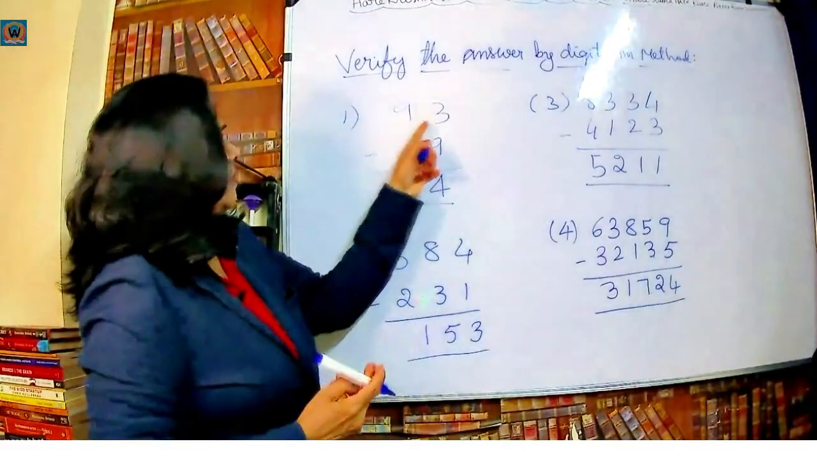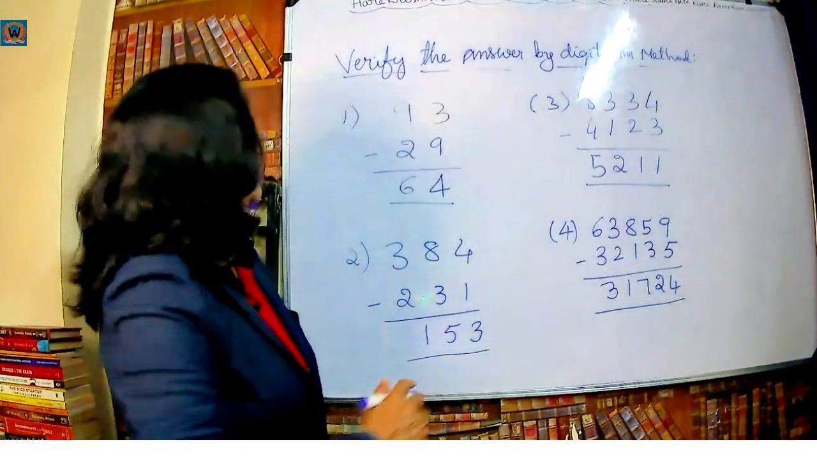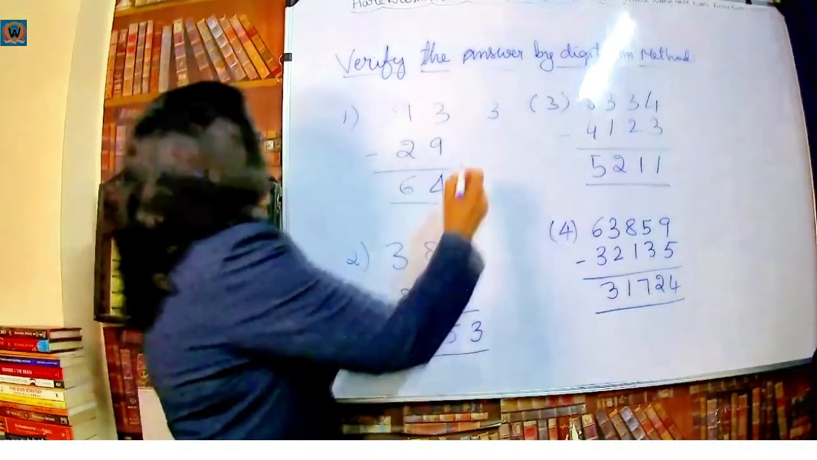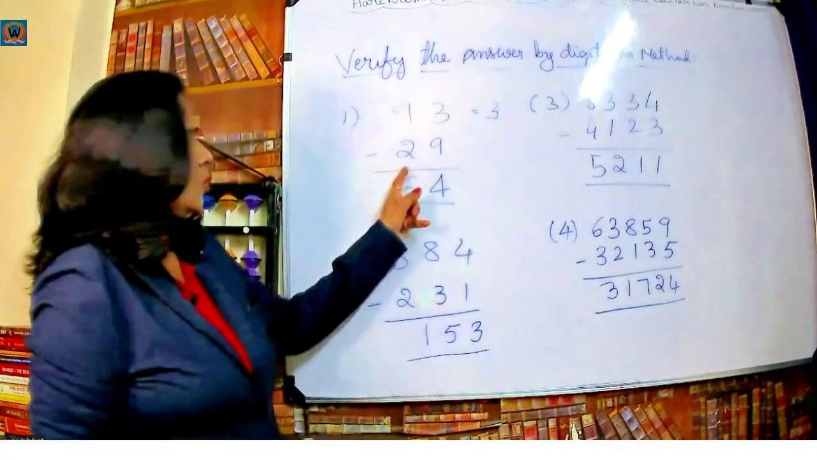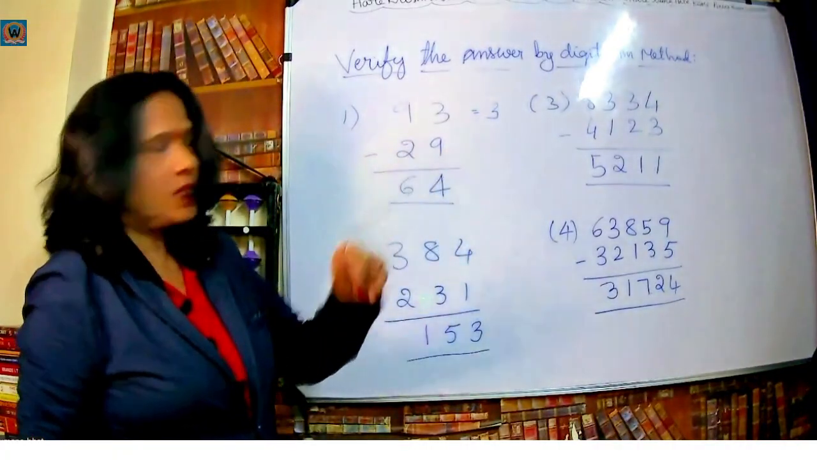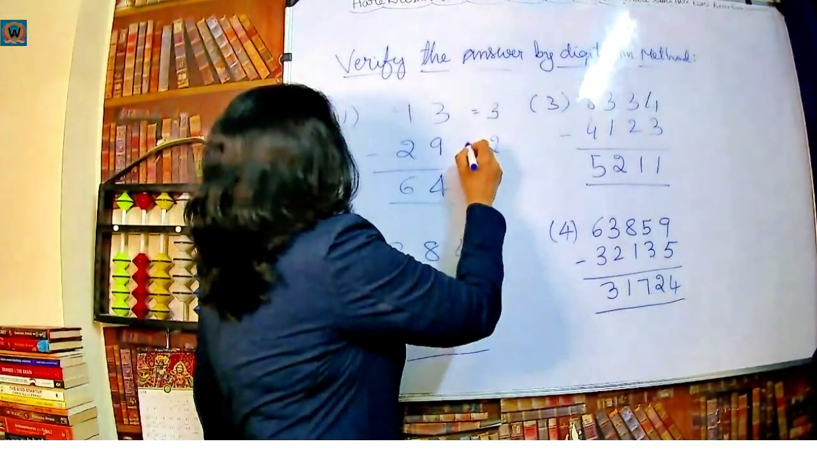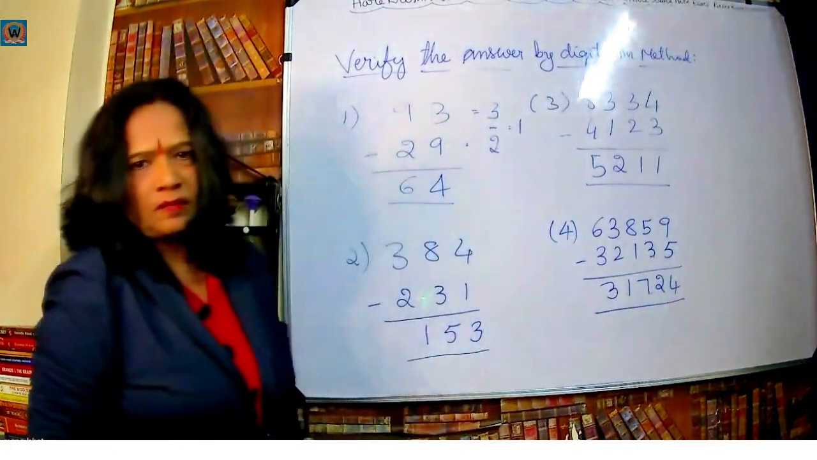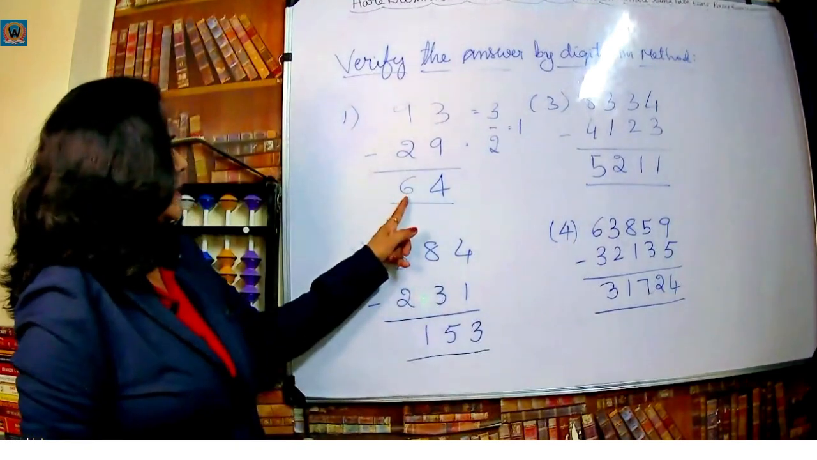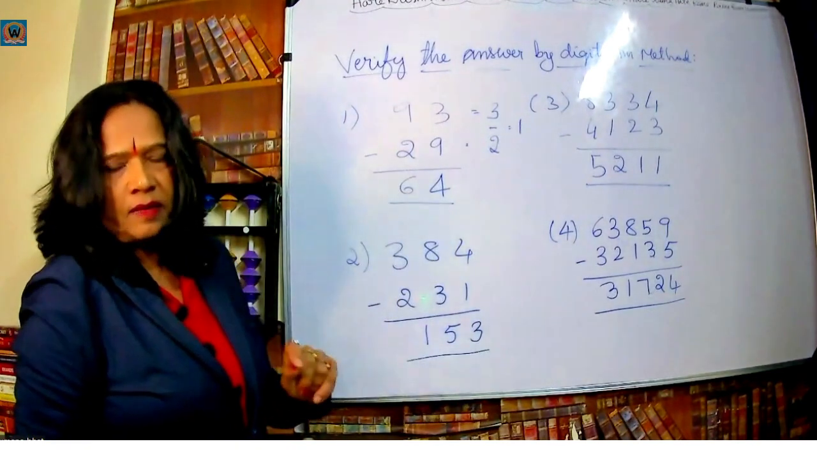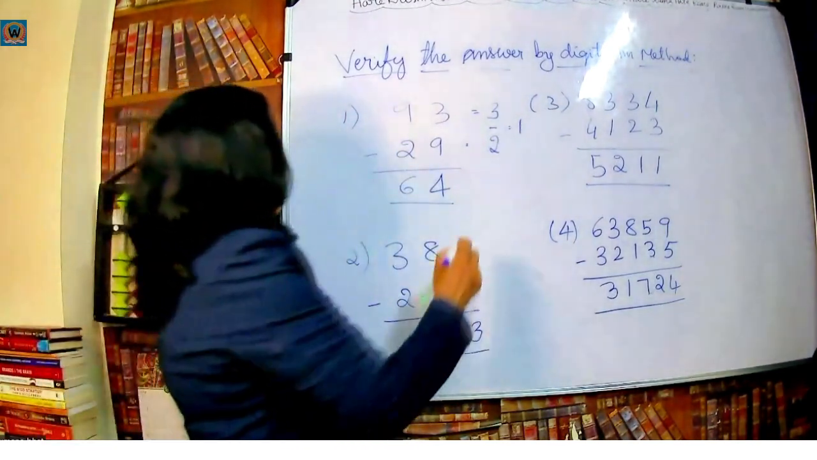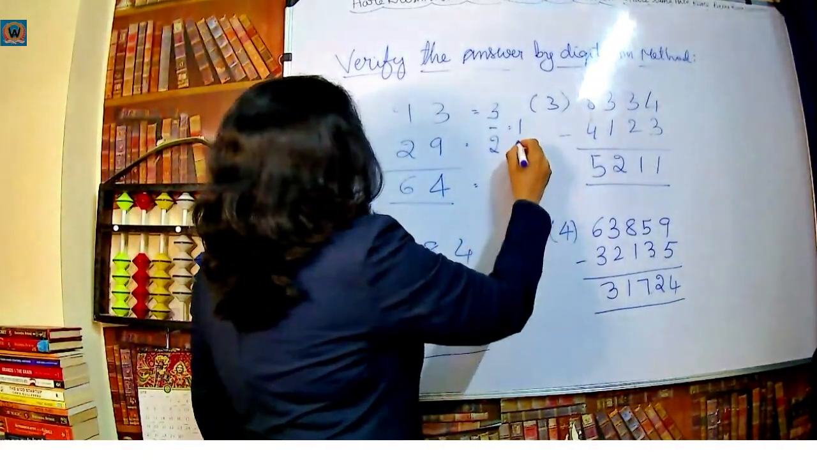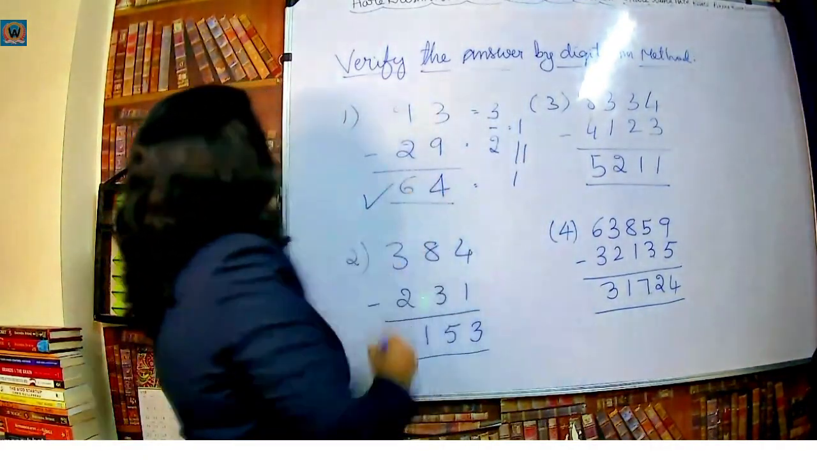Okay. So 9 plus 3 is 12. 12 means 1 plus 2, that is 3. Here it is 2 plus 9 is 11. 11 means 1 plus 1, that is 2. So it is minus here. So digit sum is 1. Okay. Here it is 6 plus 4 is 10. 10 means 1 plus 0. That is 1. So the answer is correct.